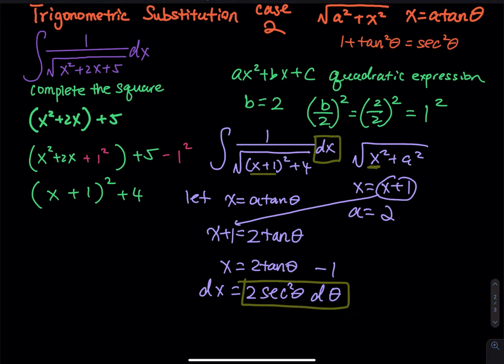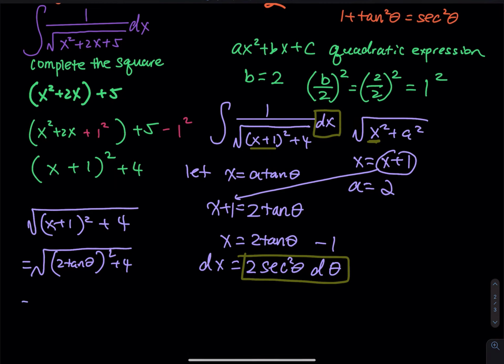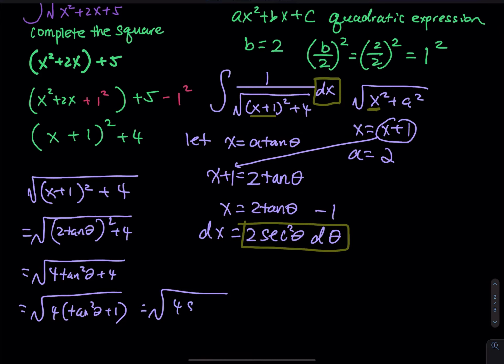What about the square root? You still have the square root of x plus 1 squared plus 4. How do we do this? The x plus 1 is just 2 tangent theta, and then you square that. 4 is just a 4. And then you open this up: 4 tangent squared plus 4. Then you factor out the 4. You have tangent squared plus 1. Tangent squared plus 1 is secant squared. So 4 times secant squared theta, and the square root of that is just equal to 2 secant theta. So that will be the bottom.